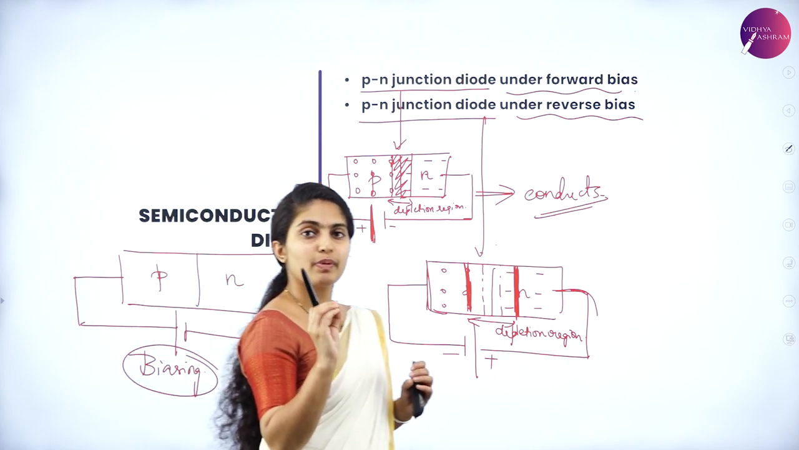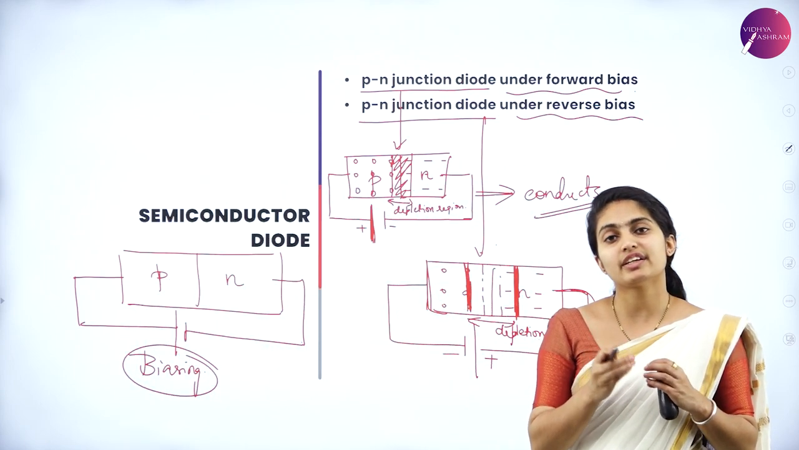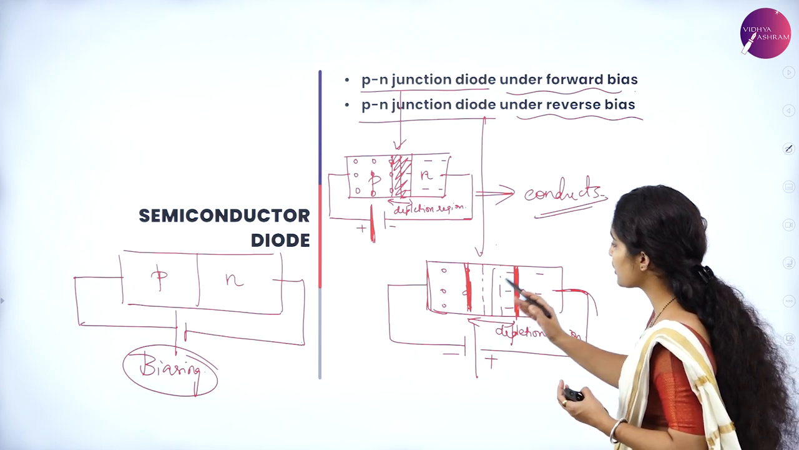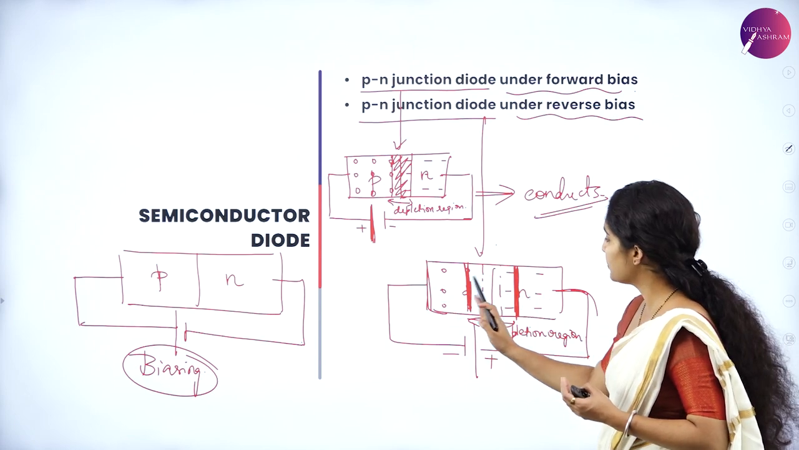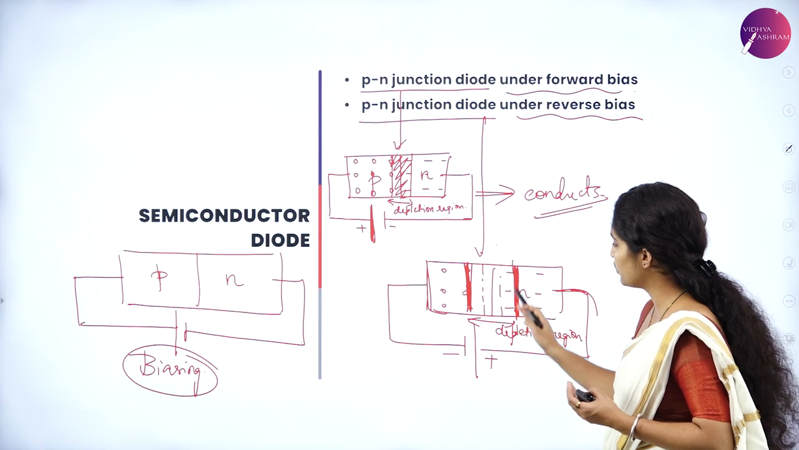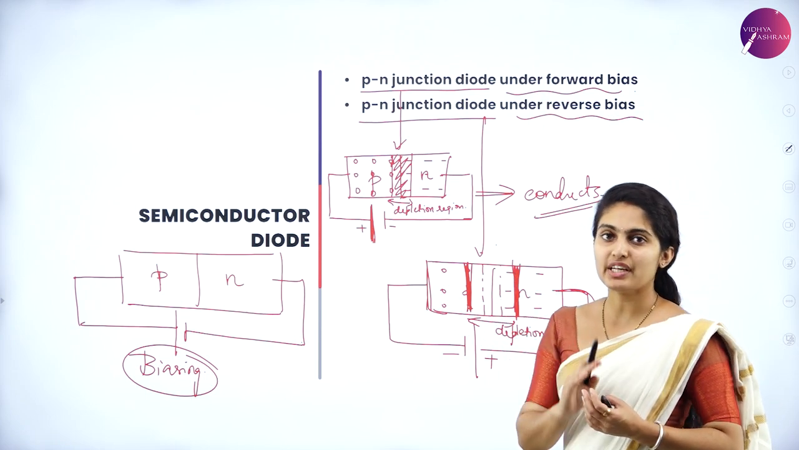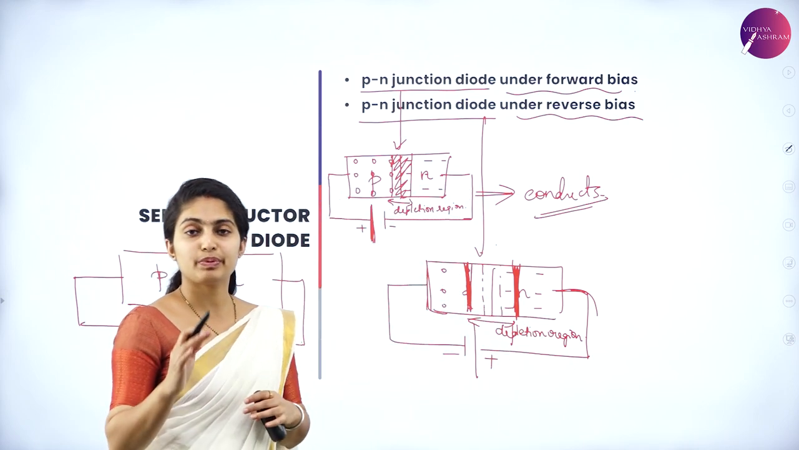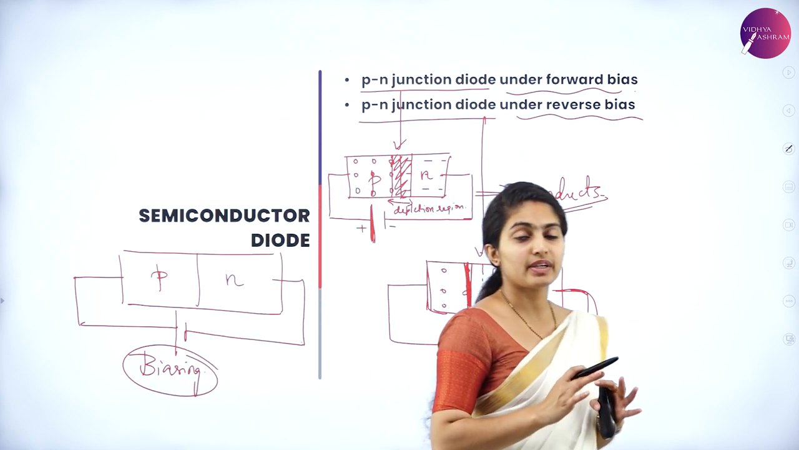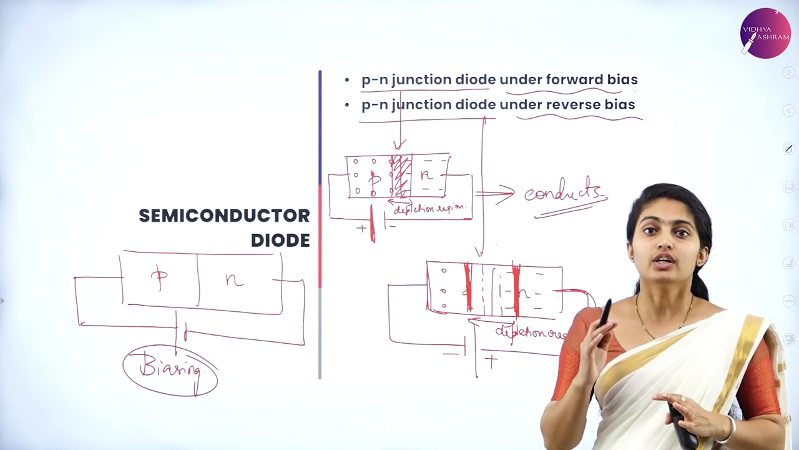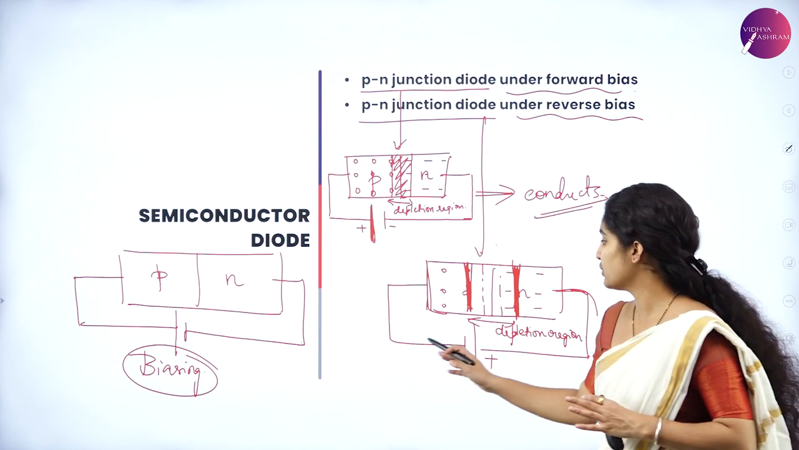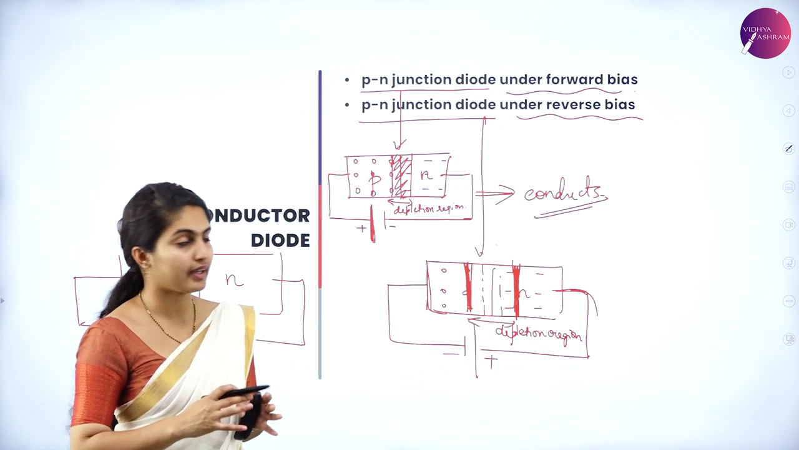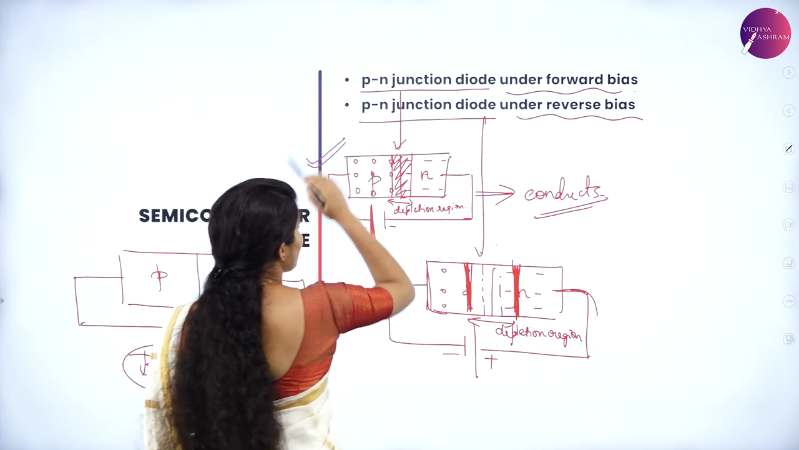Minority charged particles are the ones which are responsible. Now the minority charged particles have to come into the picture, but the exciting between these two levels, that is the depletion region, becomes very difficult, because of which it doesn't work under reverse bias. A PN junction never works under the reverse bias condition is what we study here. On increasing the battery voltage more and more, it might damage the semiconductor diode in case of reverse bias, whereas the best suited one is forward bias.